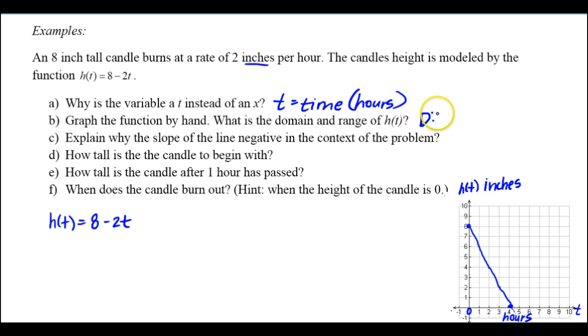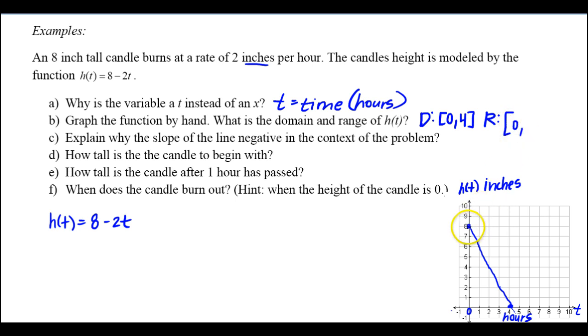So the domain of this function is from 0 to 4. I can plug in 0, I can plug in 4, so I include closed brackets. And the range is what's the height that's going to come out? Well, the smallest height that this candle can be is 0. It can burn all the way down to nothing.